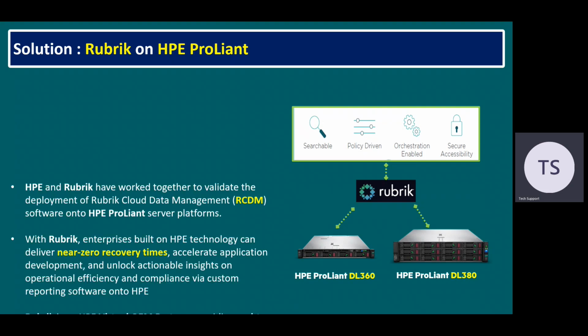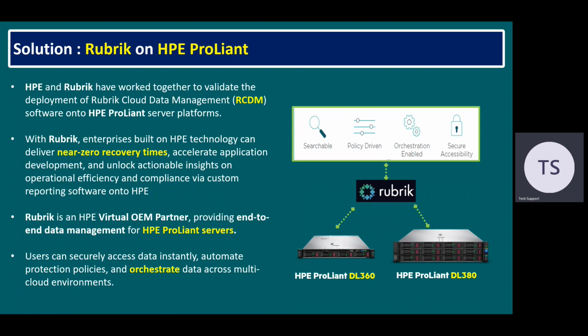And in addition, some other key points are, HP and Rubrik have worked together to validate the deployment of Rubrik Cloud Data Management, in short form we call it RCDM, software onto the HPE ProLiant server platforms. So with Rubrik, enterprises built on HPE technology can deliver near zero recovery times, accelerate application development, and unlock actionable insights on operational efficiency and compliance via custom reporting software onto HPE.